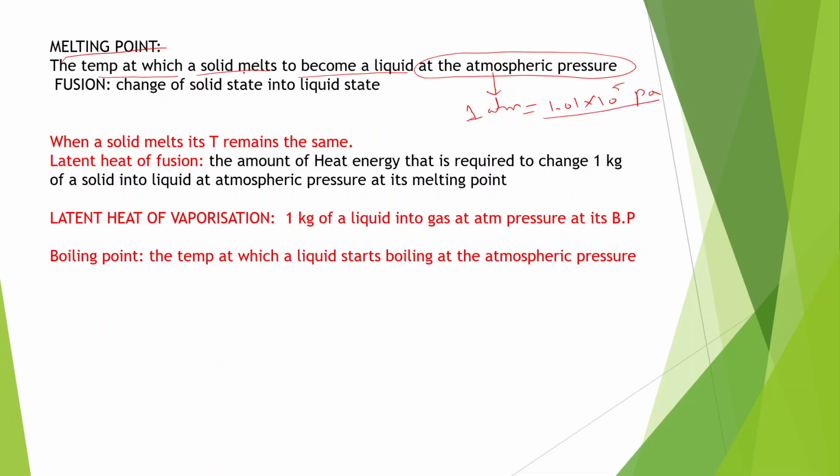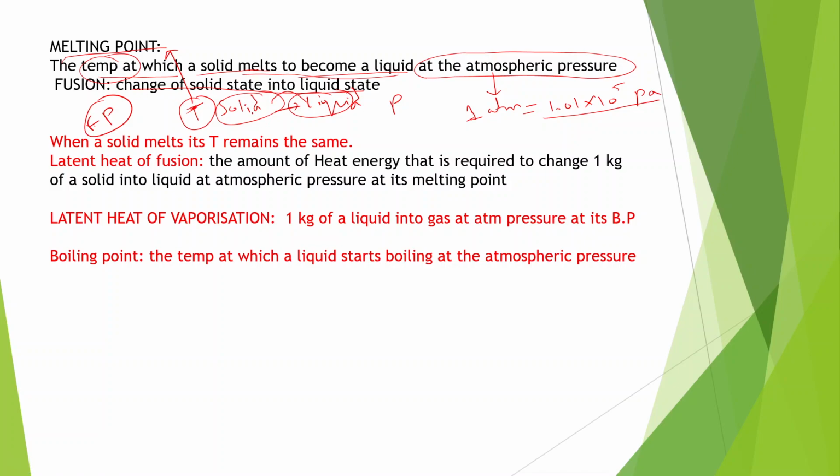when a solid melts to become a liquid at a particular temperature, this temperature is nothing but the melting point. So melting point means solid to liquid occurs at a particular pressure, atmospheric pressure, and at a particular temperature. This temperature we call the melting point, and this melting point can also be called the fusion point. Fusion is nothing but change of solid state into liquid state. This change is nothing but fusion. While solid to liquid, when the state is changing, it is called fusion.